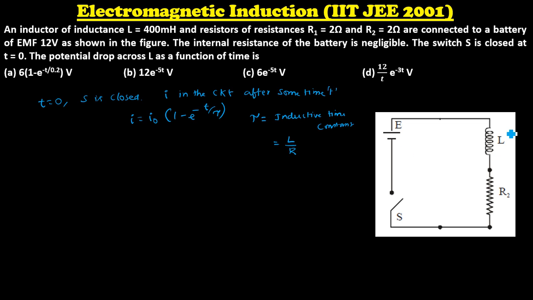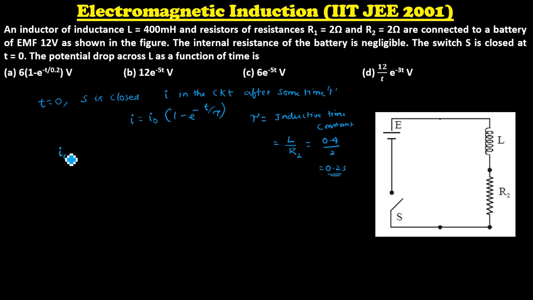Here, what is L? L only. What is the R value? R2. The L value is 400 millihenry. Can I say it as 0.4 henry? Yes. What is R2? 2. So it is nothing but 0.2 seconds, the inductive time constant. Just keep it aside.